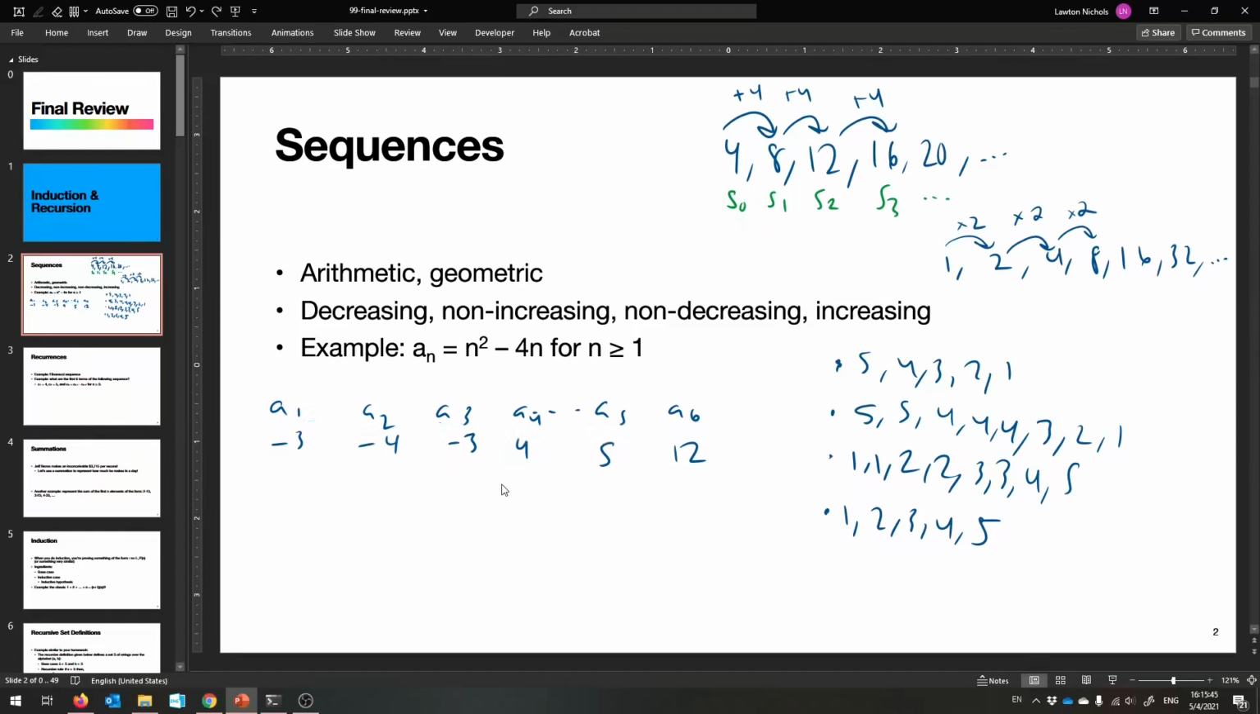It's not strictly decreasing. It's not non-increasing because sometimes it gets bigger. It's not non-decreasing because sometimes it gets smaller, like this. And it's not increasing because sometimes it gets smaller. Okay, so it's none of them. This sequence is none of the above.